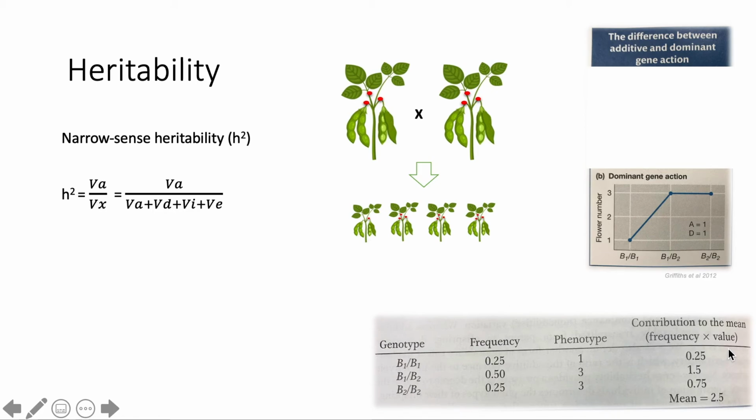And if in the previous example all the plants presented three flowers, the mean of the population of the progeny was 3. But in this case, although both parents have three flowers, the mean of the population is 2.5. So as you can see here, because of the dominance deviation, it's difficult to predict the phenotype in the offspring.